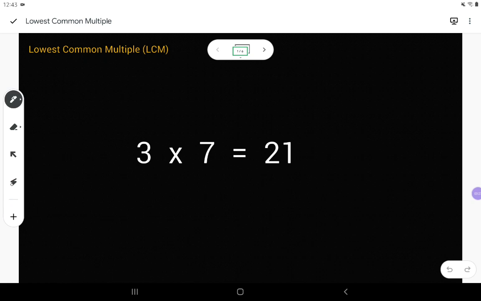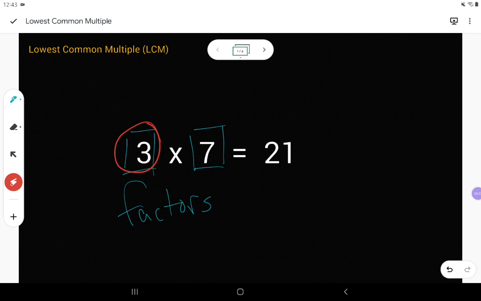Now, when we're looking at doing something like this, just to keep in mind, if I write 3 times 7, 3 and 7 are both what we would call factors. They are two things that are multiplying together. So both the 3 and the 7 are factors. And because when I take this factor of 3 and I multiply it by the 7, I get the 21, I would say that 3 is a factor of 21. I can also say the same thing about 7. 7 is a factor of 21.